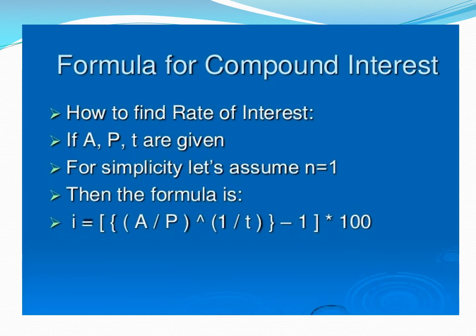The formula to compute the rate of interest, if A, P, T are given but the interest is not given. For simplicity, let's assume that N equals 1. Then the formula is I equals ((A by P) to the power of 1 by T minus 1) into 100.